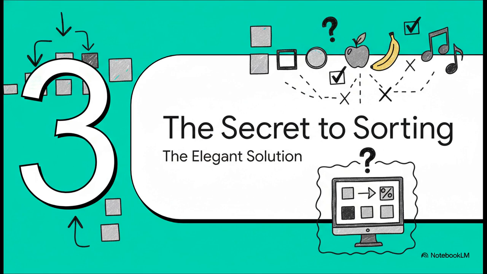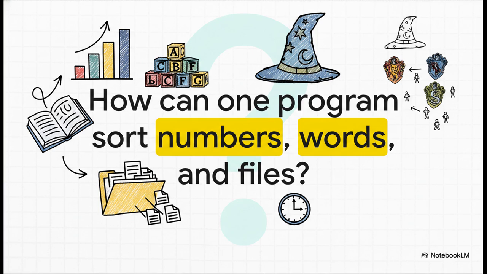All right, so we need a total order. Got it. But this brings up an even more fascinating question, a real puzzle. If the rules for comparing things are so different, comparing numbers is nothing like comparing words, how can one single program possibly handle all of them? No, seriously, think about this for a second. The logic for sorting numbers by their value is completely different from sorting words alphabetically. And that's totally different from sorting files by, say, the date they were created. And, just for fun, how would you even start to write a program to sort Hogwarts students into their houses?